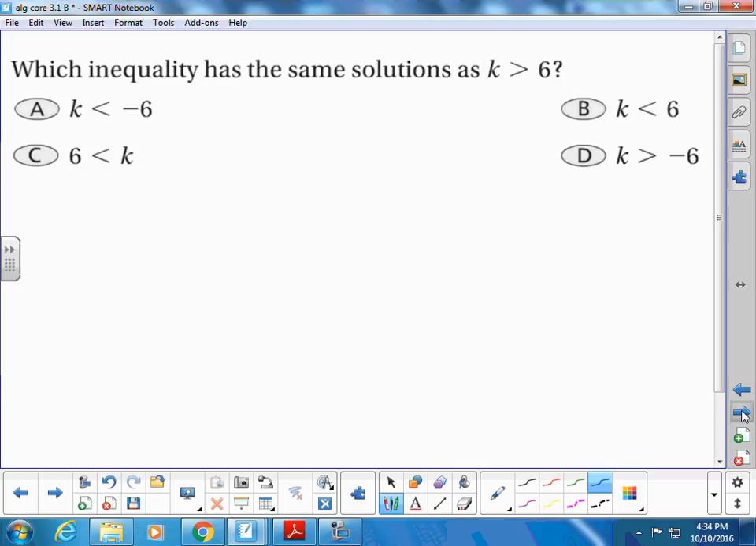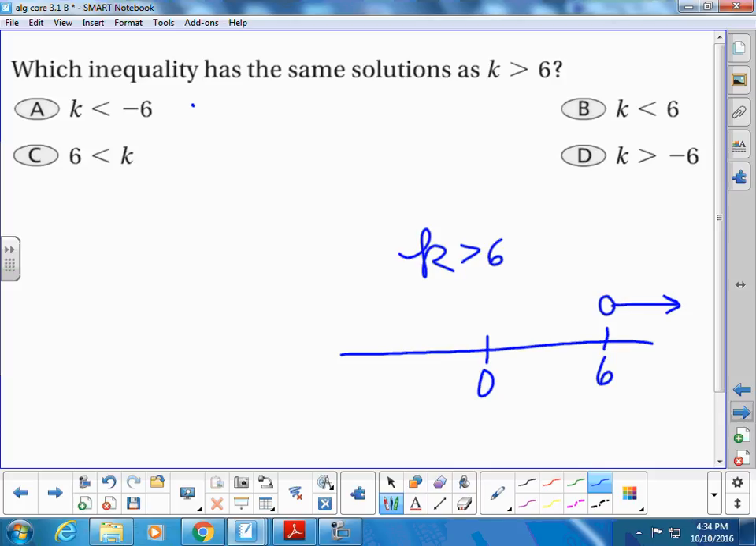Which inequality has the same solution as K is greater than 6? Well, this one, K is less than negative 6. If I do this, here's 0, here's 6. I want them to be greater than 6. Open circle, right? And this one says K is less than negative 6. Well, it's going to be 0, negative 6. Less than that does not look the same.